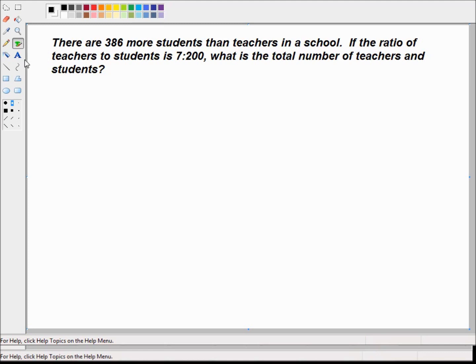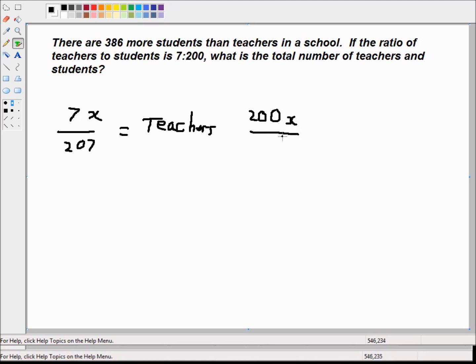So what we can say is we don't know how many teachers and students there are, but we do know that there are 7 out of every 207. So out of a total of 207 people, 7 of them are teachers and 200 of them are students. So 7 out of 207 times this unknown quantity, which I'm going to call x, is equal to the number of teachers. And 200 out of 207 times x, which is the unknown quantity, is equal to students.